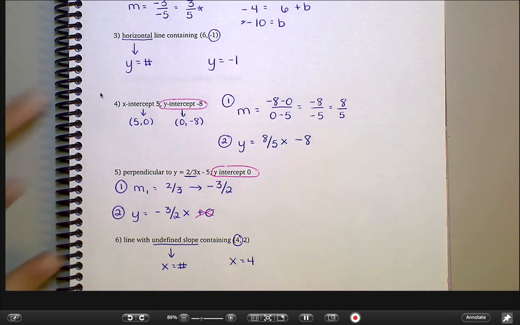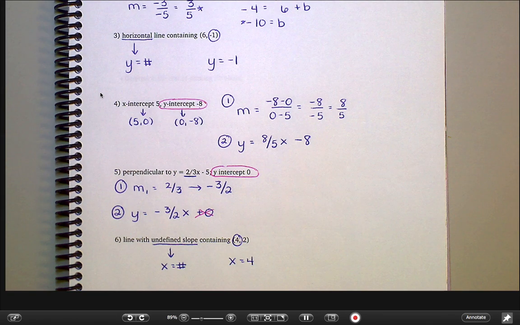Okay, so these ones, like number 3 and number 6, should be the easiest ones. But they tend to be the ones that throw us off the most because they break the mold. Okay, they don't fit the pattern that all the other ones do.